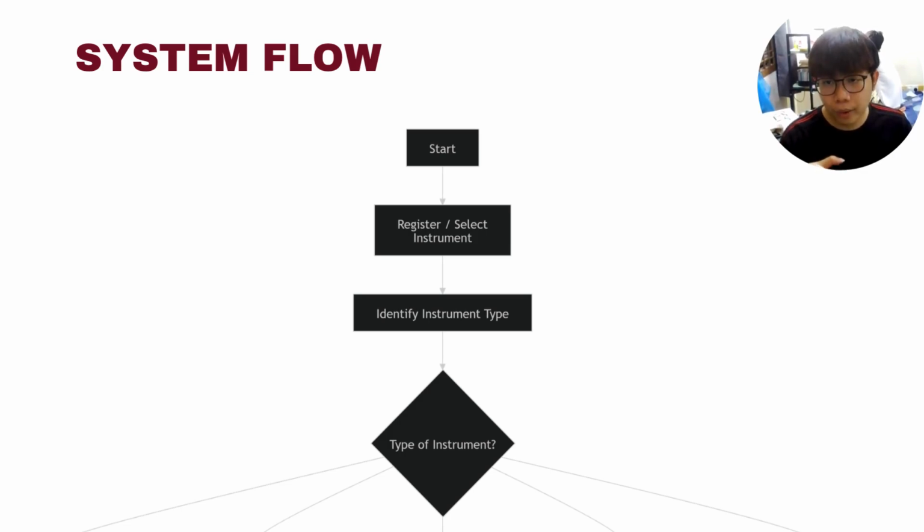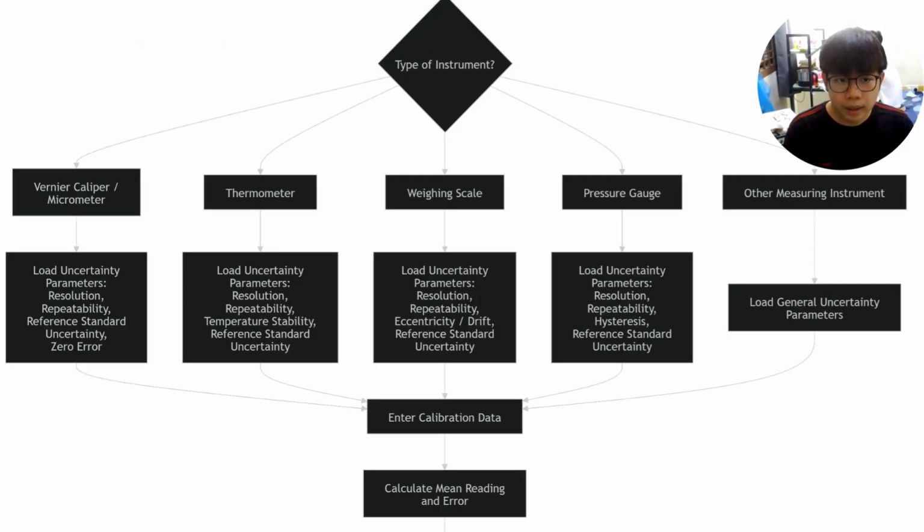This is the flow of our system. The process begins by registering or selecting an instrument and identifying its specific type. The system then branches out depending on whether it is a vernier caliper, thermometer, weighing scale, or pressure gauge. It loads specific uncertainty parameters.